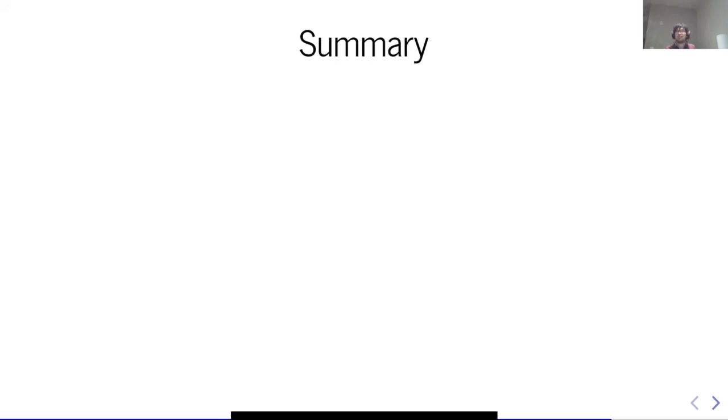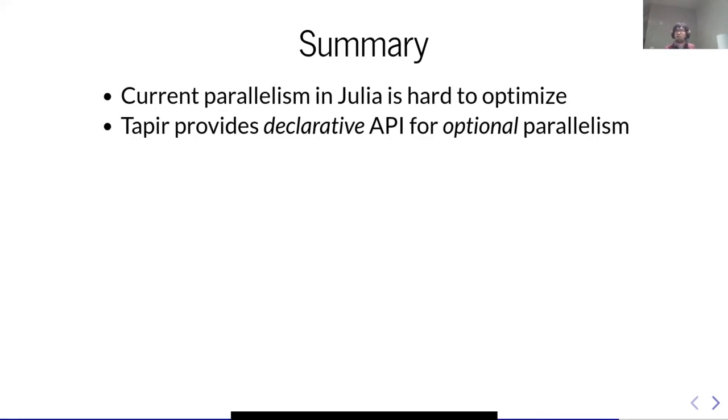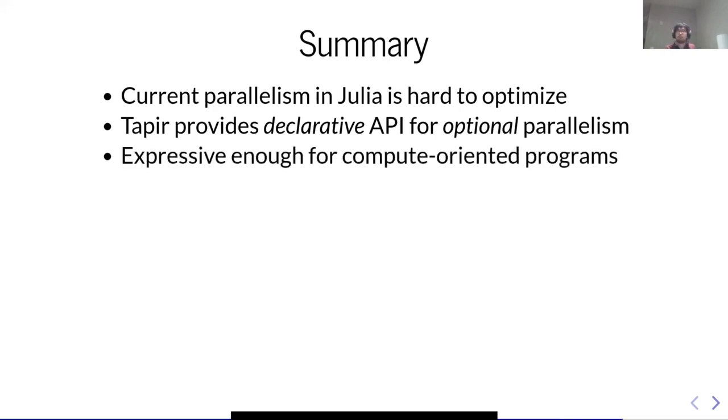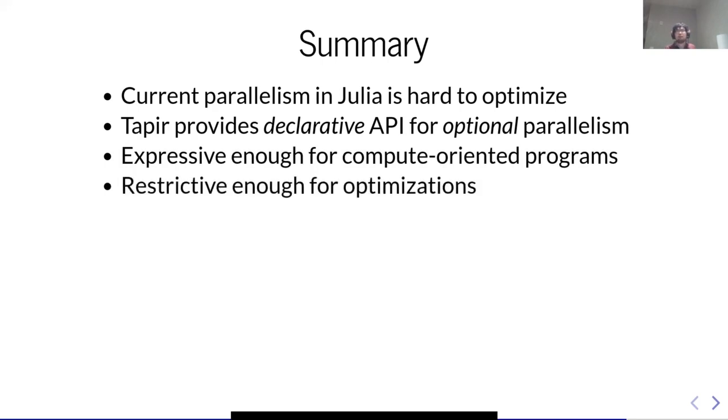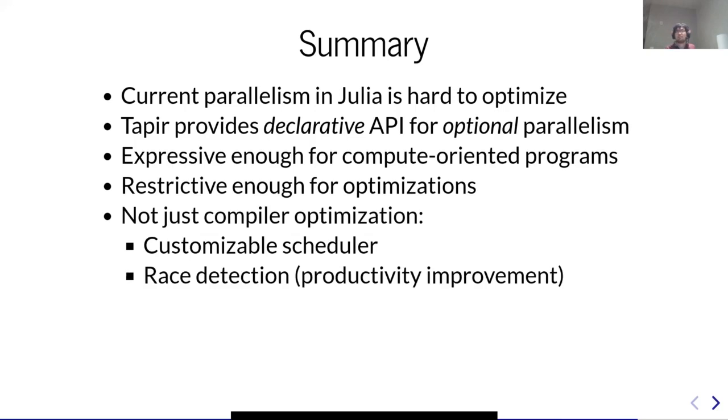Okay, to summarize, today I tried to explain why current Julia parallelism is hard to optimize. Tapir is a solution and lets you declare a portion of the code that can be run in parallel, but the parallelism is optional. This is actually expressive enough for many programs, but it is restrictive enough for optimizations. Tapir is also not just for the compiler. It would be interesting to add more schedulers for common needs of applications. Tapir also improves productivity by detecting some races by default.